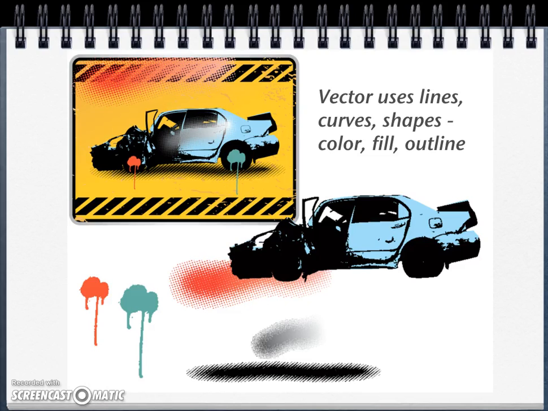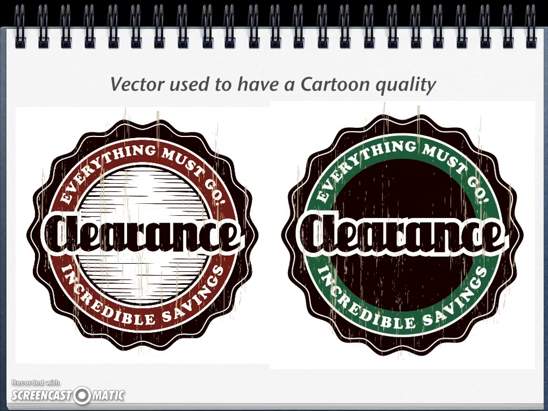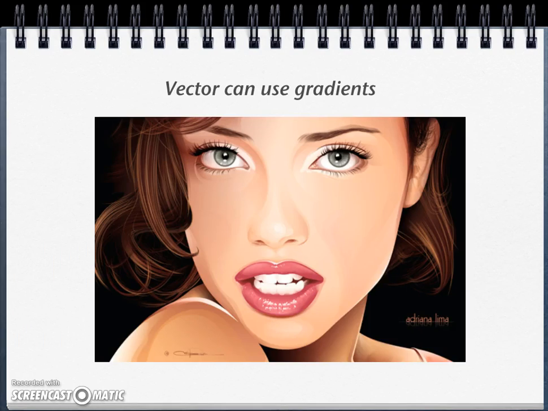These mathematical equations utilize lines, curves, shapes, and color, and you can fill them, you can outline them, you can do a lot of things with them. Usually they have solid color, but not always. The solid color tends to give them a cartoon quality, but modern software allows you to use gradients and some soft things to make your images very photorealistic.